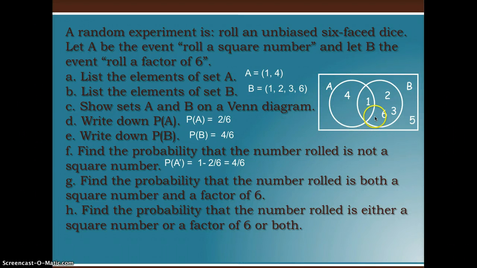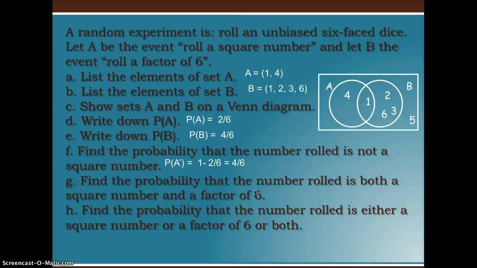Now, if we check our Venn diagram here, all elements outside A, you have 2, 3, 6, 5, and that's 4 elements. So you have 4 over the total number of elements inside your universal set, which is 6. Okay. Letter G, find the probability that the number rolled is both a square number and a factor of 6.